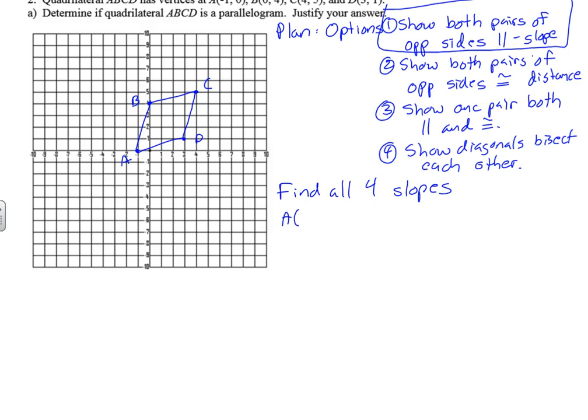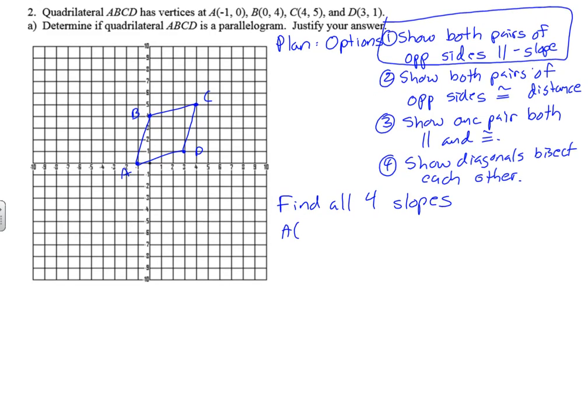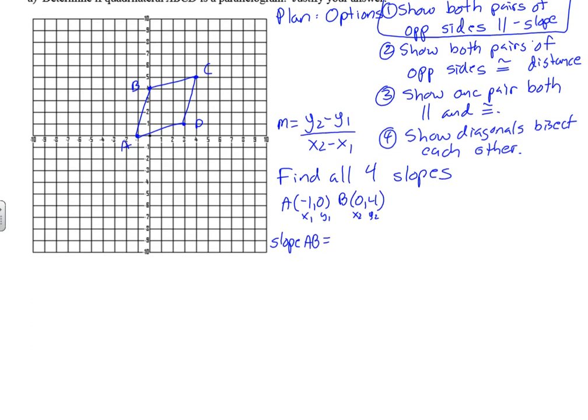So let's go ahead with A here. A is the point -1, 0, and B is the point 0, 4. So I'm going to write my slope formula right here: y2 minus y1 over x2 minus x1. So x1, y1, x2, y2. Again, I'm going to write the slope of AB. Help the person who's reading this have a clue of what you're doing. So we're going to do y2 minus y1 over x2 minus x1. I always put that second one in parentheses. So the slope of AB would be 4 over 1.